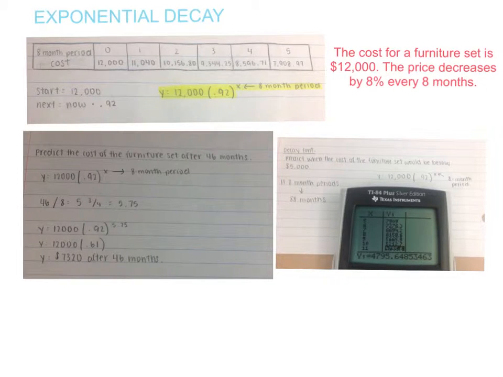46 months into 8-month periods would be 5.75. After substituting 5.75 for x, the cost for the furniture set after 46 months would be $7,320.